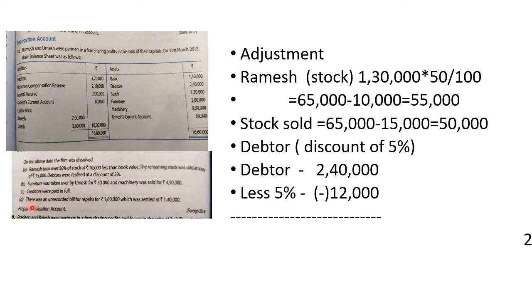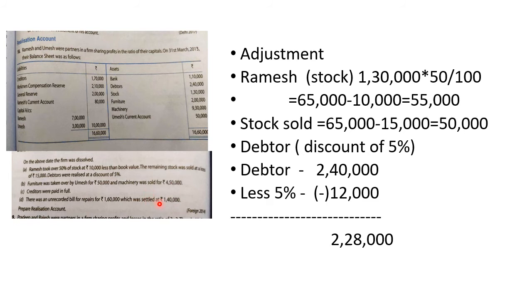Then the next adjustment is that there was an unrecorded bill for repairs of rupees 1,60,000 which was settled at rupees 1,40,000. That means we had made the payment of rupees 1,40,000.